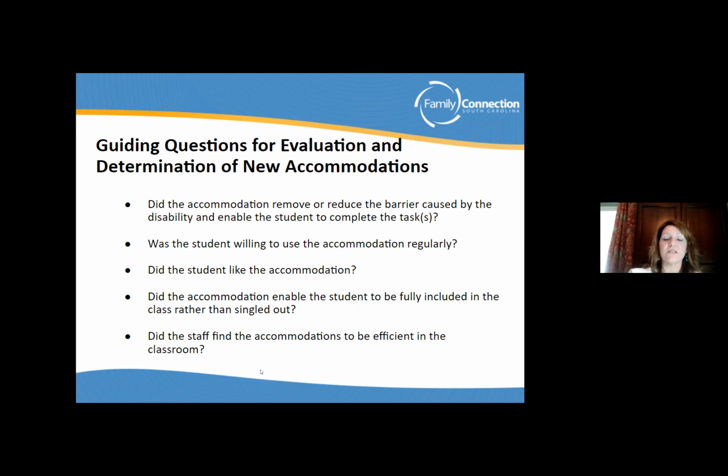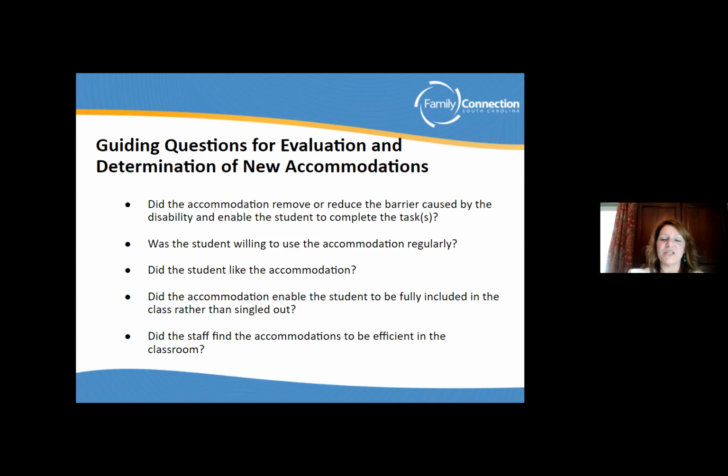Was the student willing to use the accommodation regularly, or did they just refuse it? How did the student feel about it? Again, they don't have to always like it, but learning about how it was implemented, if they're willing to use it, and the effectiveness of it is important to know what training, or if you need to adjust it, needs to take place, okay?